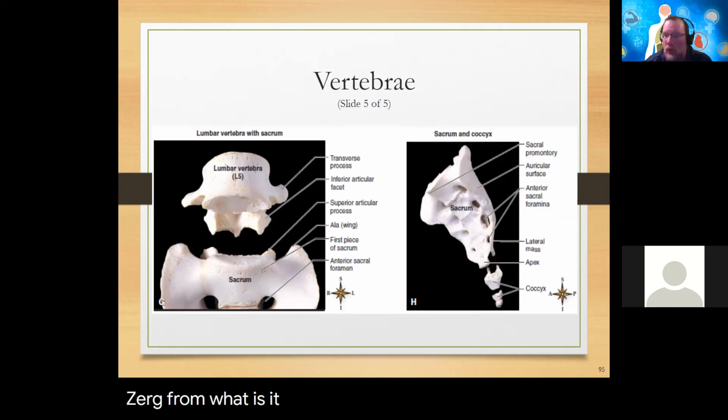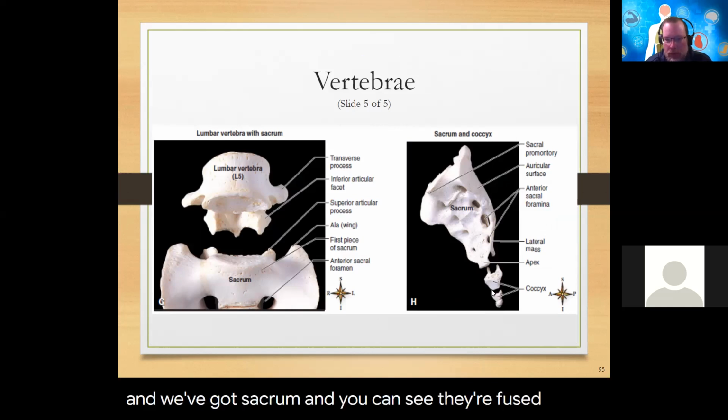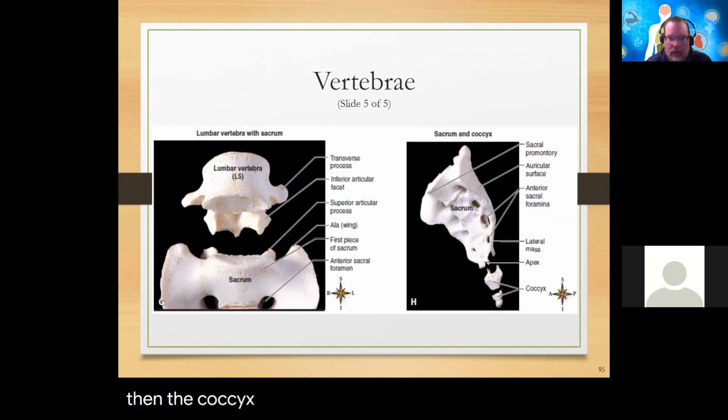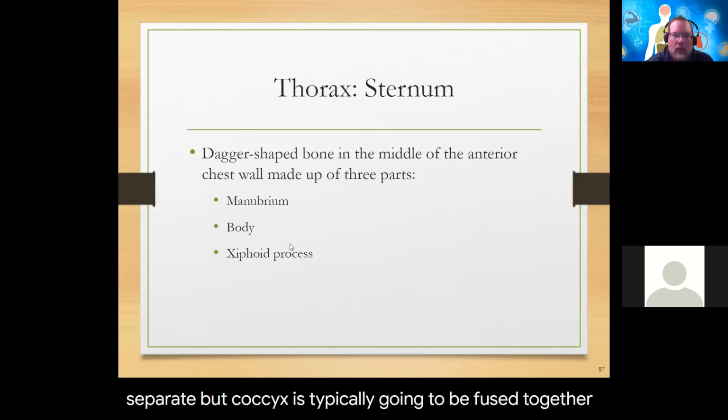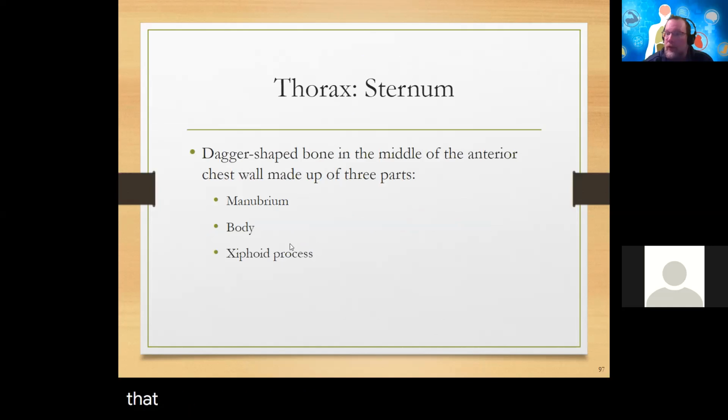what is that? Ghostbusters. But anyway, lumbar, and we've got sacrum, and you can see they're fused, and then the coccyx. They snap that one apart so you can see them separate, but coccyx is typically going to be fused together. That's it for vertebral. We're moving right along.